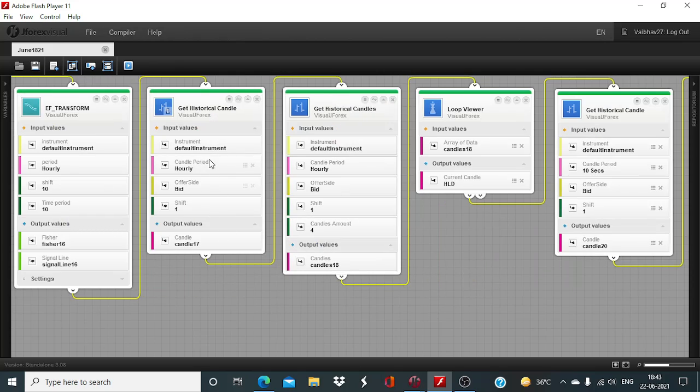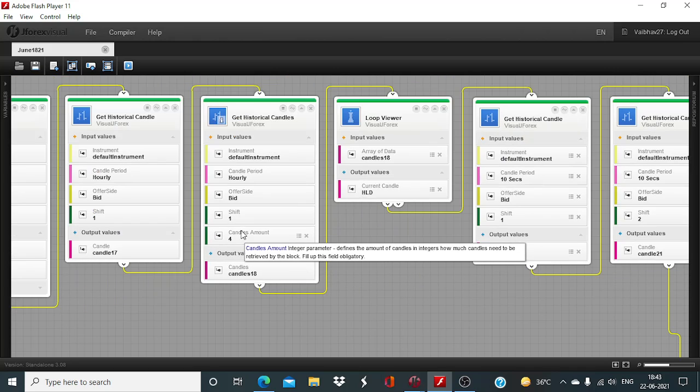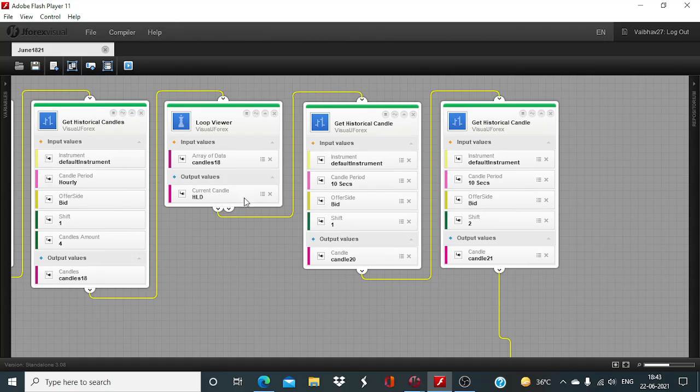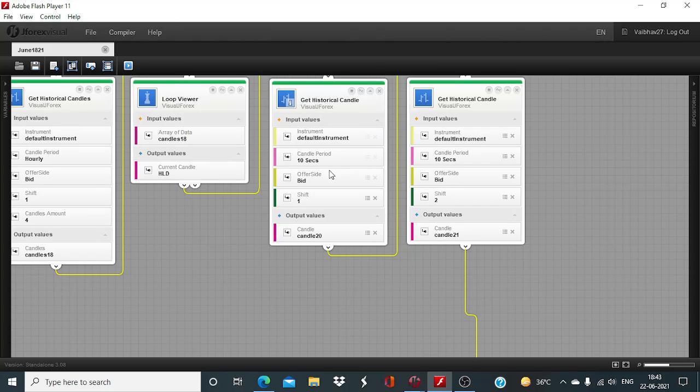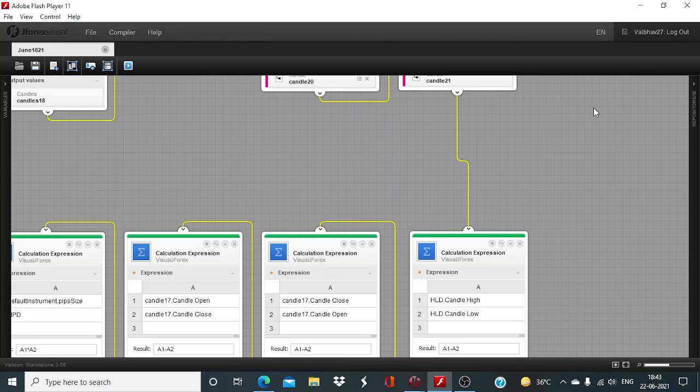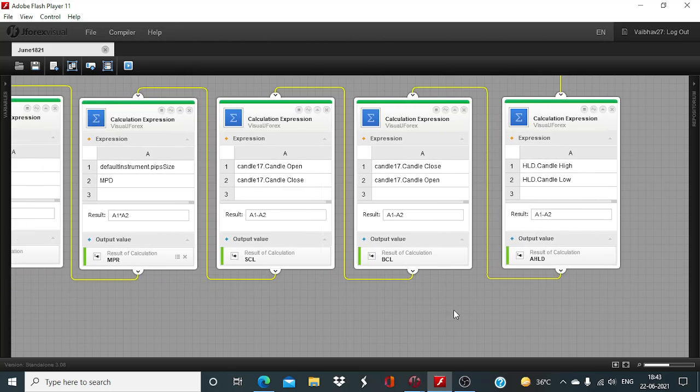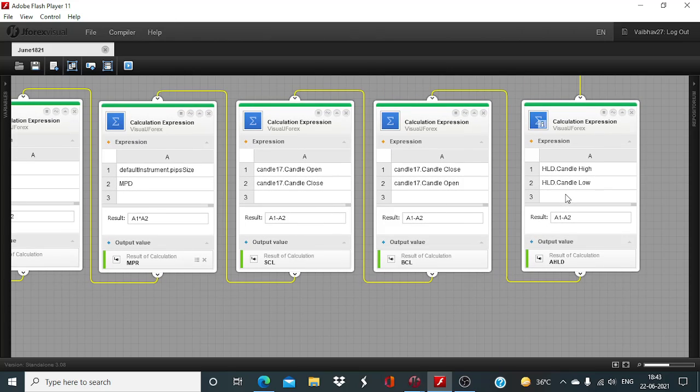And to look at the price action data, we will also be relying on the get historical candle and get historical candles. These two are different. This is the cluster of multiple candles. The candle amount is 4, and to retrieve the individual variables from this cluster, we will be relying on this loop viewer. And then there's two 10-second candles to pinpoint the exact entry point, and these calculations here are basically revolving around the price action.